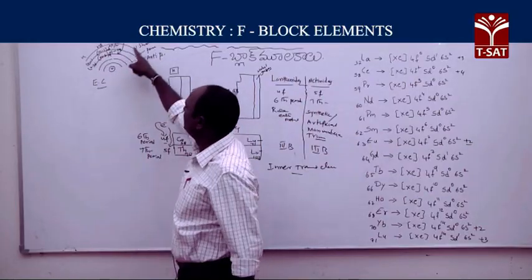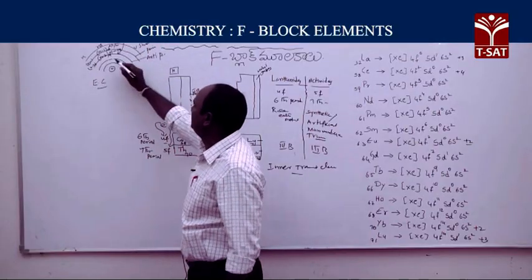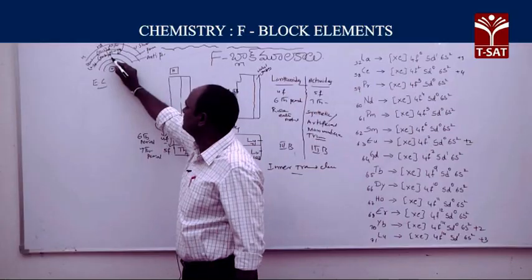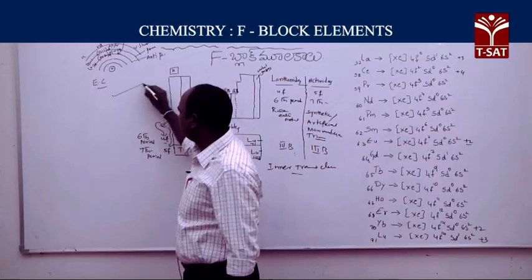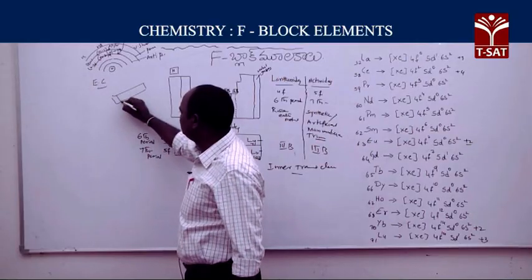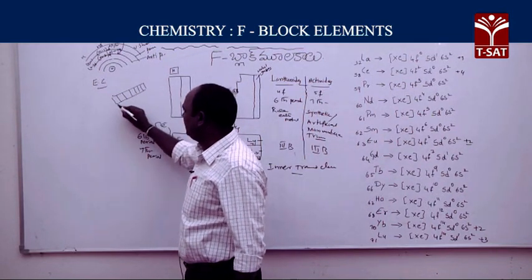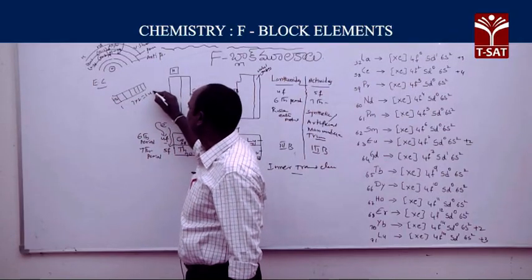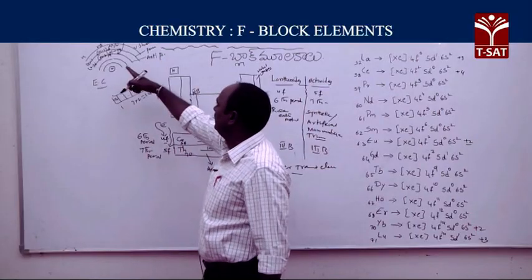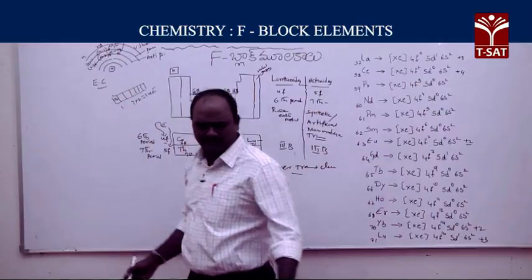In case of f block elements, the differentiating electron is entering into the n minus 2 f orbitals. We can accommodate 1 to 14 electrons because in the f sublevel there are 7 orbitals: 1, 2, 3, 4, 5, 6, 7. In one orbital we can accommodate 2 electrons. 7 into 2, totally 14 electrons. Therefore, we write n minus 2 f 1 to 14.